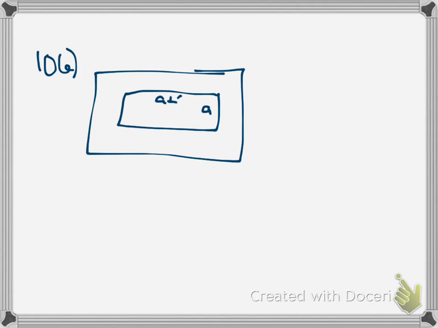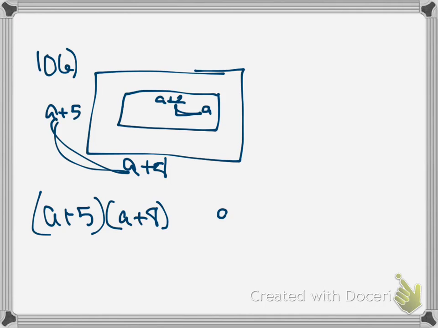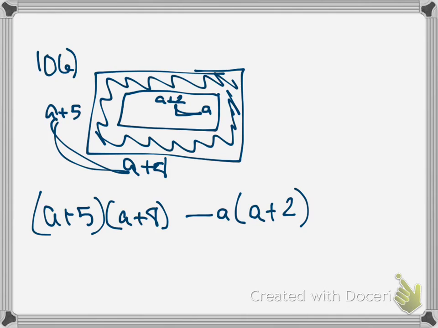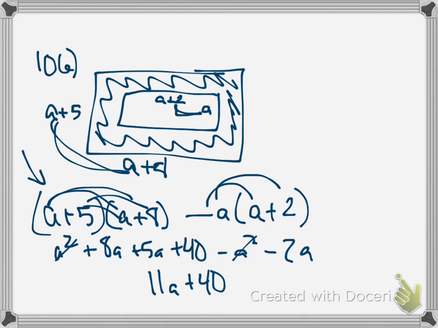Here's number 106, and I'm going to do the same thing. I take the drawing. These two measurements have to subtract to get that shaded area. So you might be asked just to see the setup like this, where you see (a plus 5)(a plus 8) minus a times (a plus 2). Or they could ask you to actually multiply it out and combine like terms, which would give you a final answer of 11a plus 40. I personally think it's the first part where you just have to have it set up correctly, but you never know. But those are fairly easy.